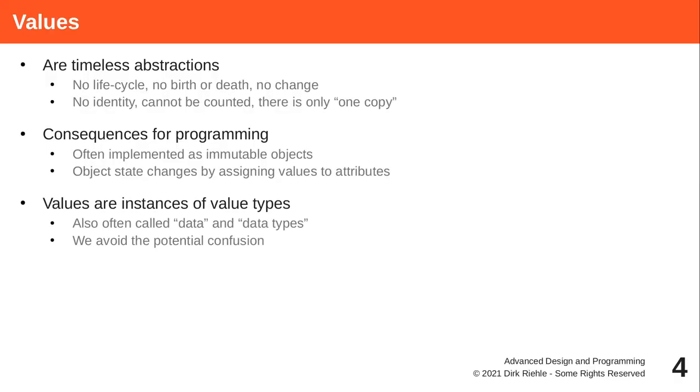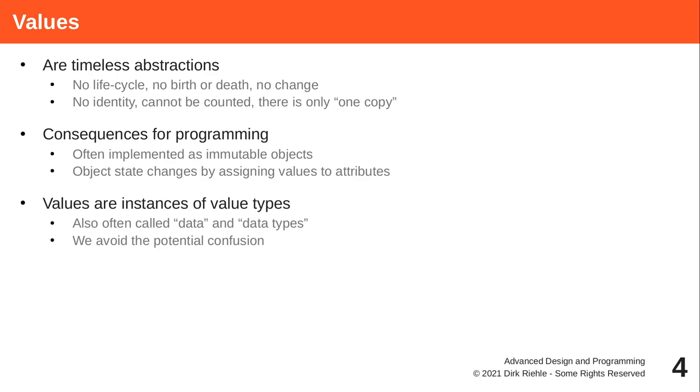So values and objects is fundamental to modeling and implementation. It is first a conceptual distinction in your application domain. You look at what you see, and if what you see seems to be a timeless abstraction, it has no identity, there's no life cycle, no birth or death, it doesn't really change, then you are probably looking at a value. Numbers are values and so forth.